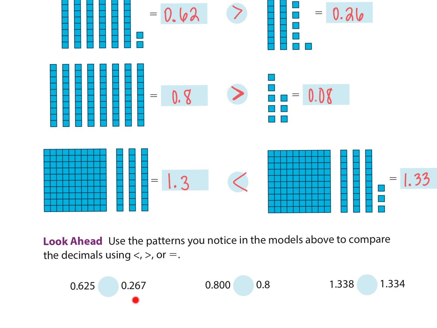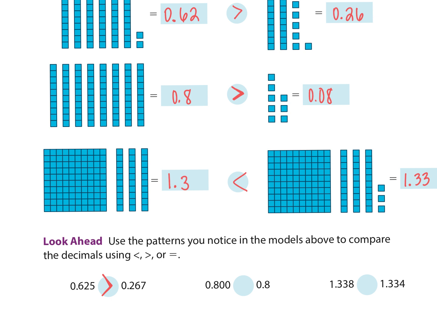So this would be 267 thousandths. Which one has more thousandths? Fala. Yeah, so 625 thousandths is greater than 267 thousandths. Think about that in number form. 625, 267. Which number is bigger? The 625. There's going to be more of the little thousandths pieces in 625 thousandths.